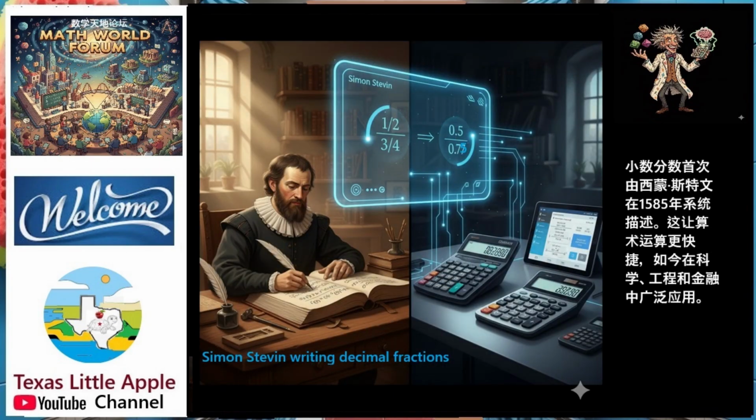Decimal fractions, like 0.5 for 1/2, were first systematically described by Simon Stevin in 1585. This made calculations easier than using traditional fractions. Over time, decimal notation replaced cumbersome unit fractions in science, engineering, and commerce.